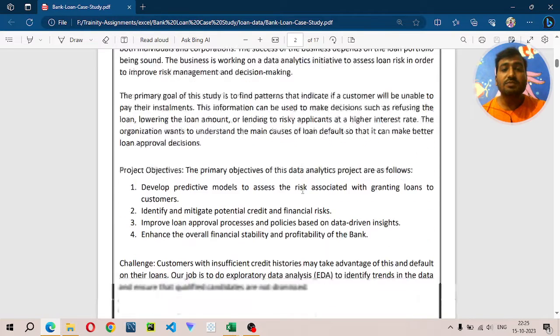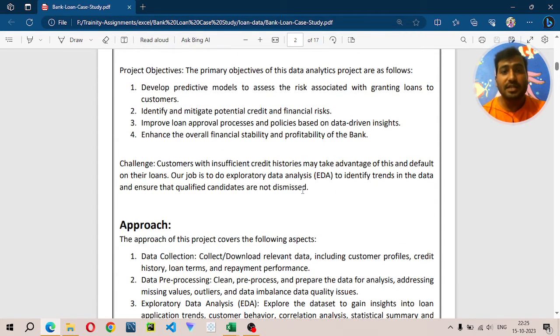The objective of this project is to develop predictive models to assess the risk associated with granting loans to customers, identify and mitigate potential credit and financial risk. The third objective of this project is to improve the loan approval process and policy based on data-driven insights, and enhance the overall financial stability and profitability of the bank.